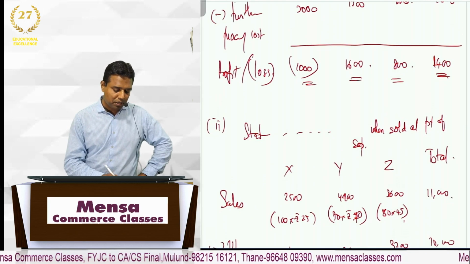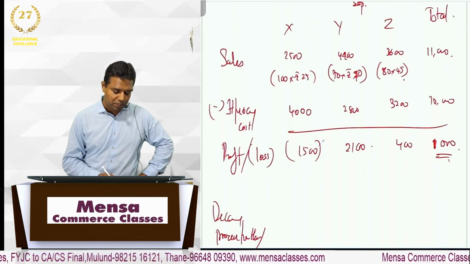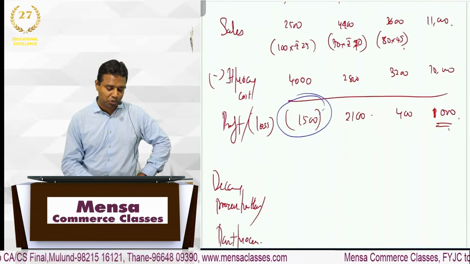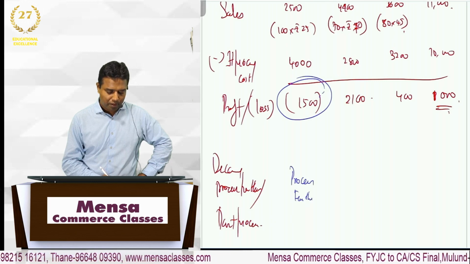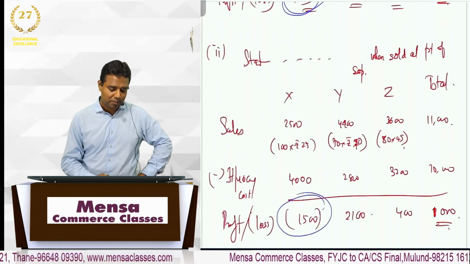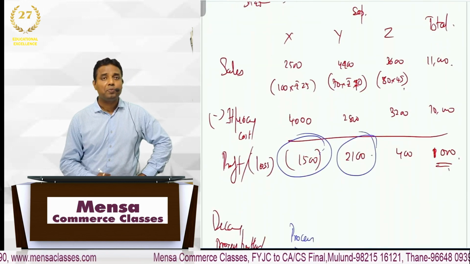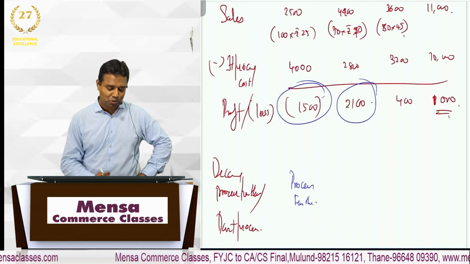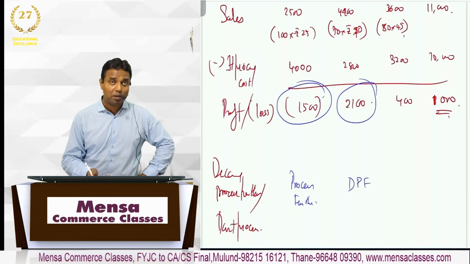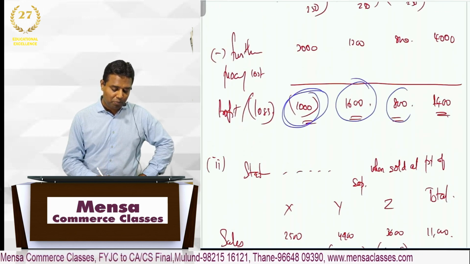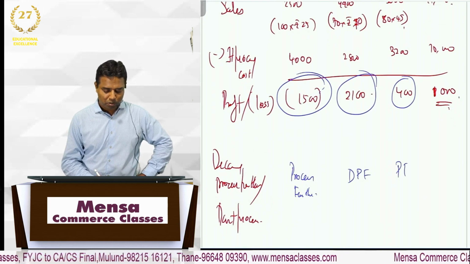If I process further, what's happening? 1,000 rupees loss. If I don't process further, 1,500 loss. So what should I do? Process further. Correct. Sensible. Loss will be less. If I move further, 1,600 profit. Don't move further, 2,100 profit. So don't process further. Further, if I process, 800 profit, don't process, 400 profit. So what do? Process further.